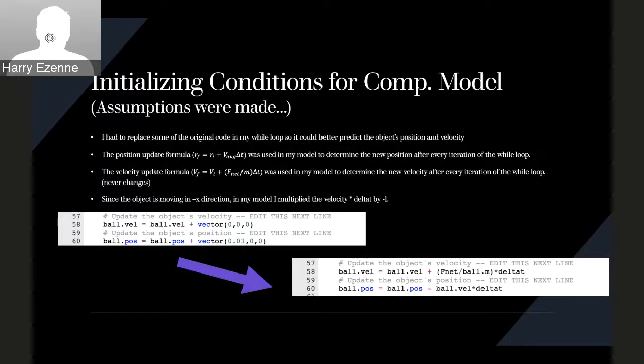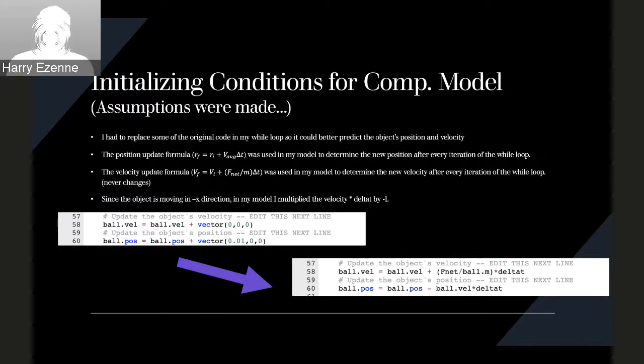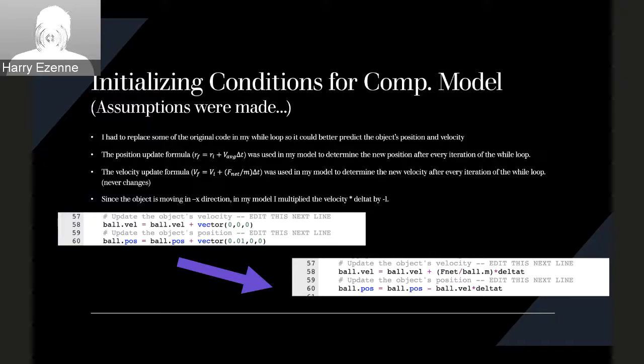I had to replace some of my original code in my while loop so it could better predict the object's position and velocity. The position update formula was used in my model to determine the new position after every iteration of the while loop. Also, the velocity update formula was used in my model to determine the new velocity after every iteration. In this instance, that formula isn't necessary because the velocity is constant.